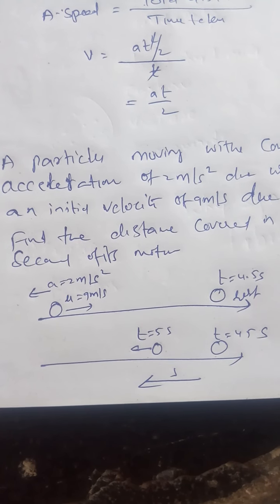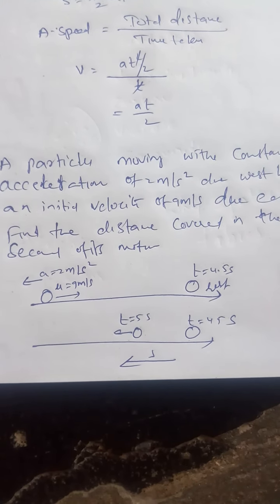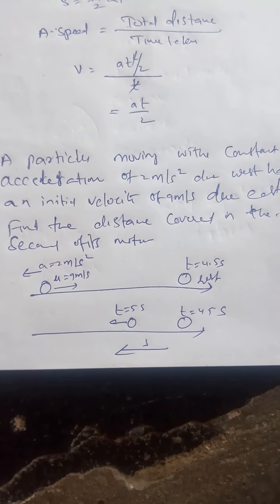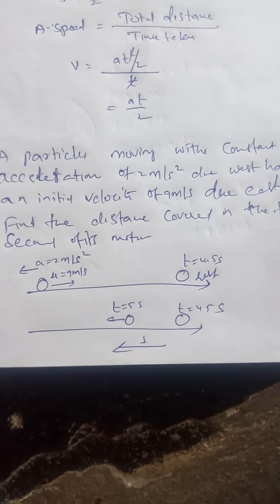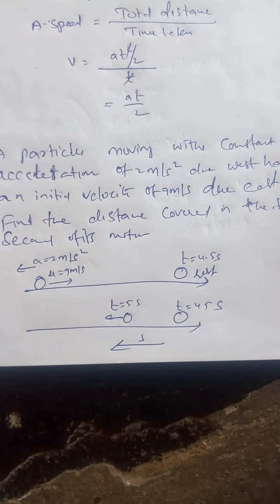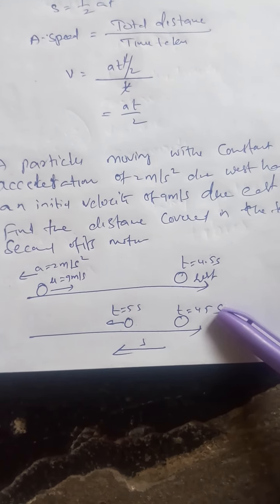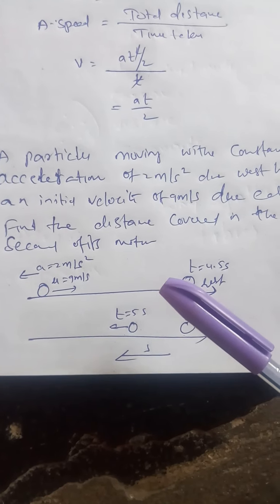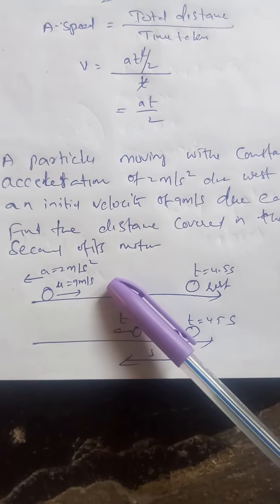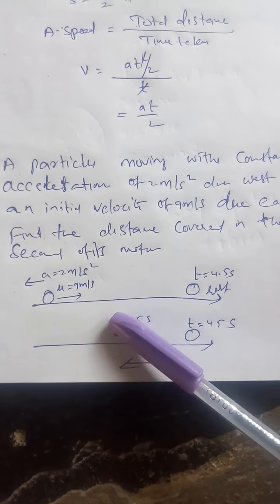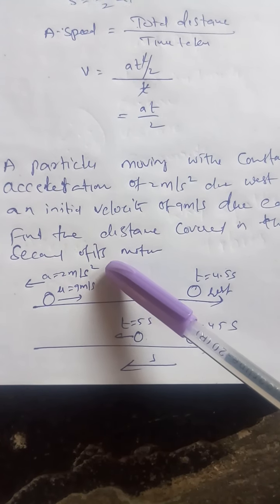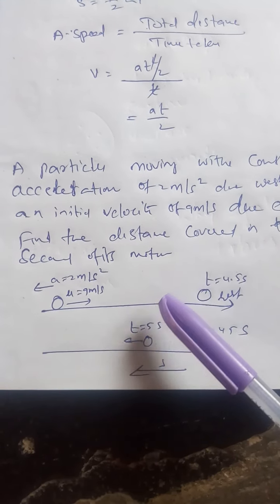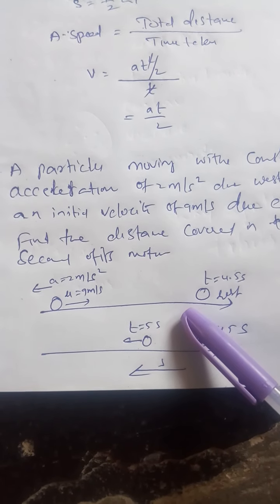Next, continue the problem. A particle moves with a constant acceleration of 2 meters per second square due west and has an initial velocity of 9 meters per second due east. Find the distance covered in the 5th second of its motion. Children, initial velocity u is equal to 9 meters per second, acceleration a is equal to minus 2 meters per second square. See, in this problem the acceleration direction is opposite to the velocity direction.